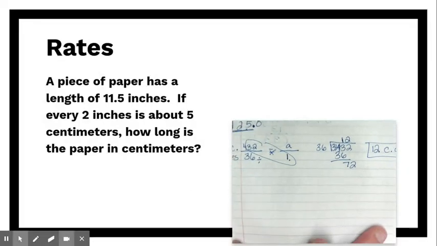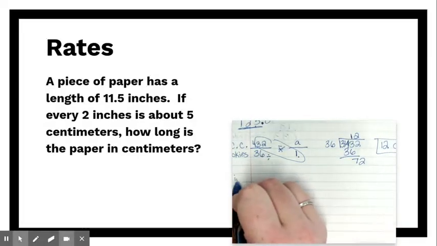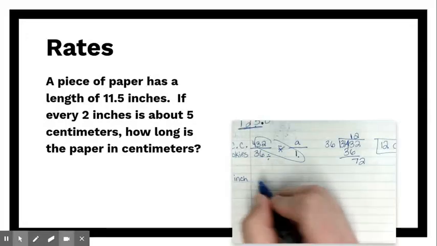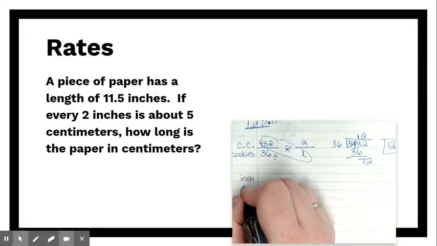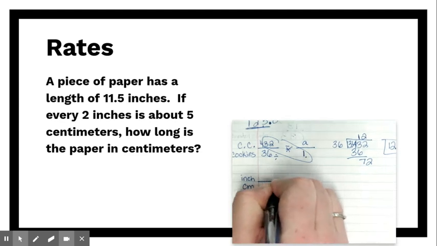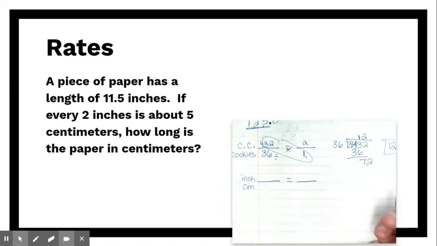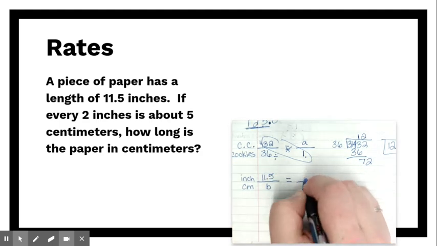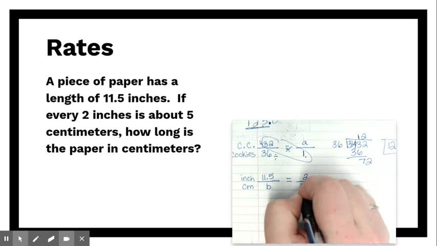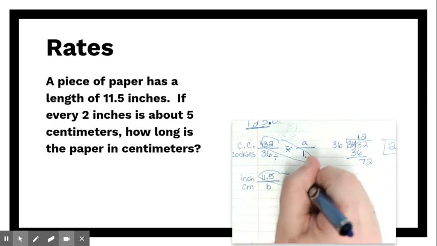A piece of paper has a length of 11.5 inches. So it's inches. So I'm going to put inches. If every 2 inches is about 5 centimeters, so centimeters, so we're doing inches to centimeters. How long is the paper in centimeters? Okay, so I know it's 11.5 inches, and we're trying to find how long it is, okay? But I also know that 2 inches is 5 centimeters, okay? So we're going to multiply those two and then divide by the 2.